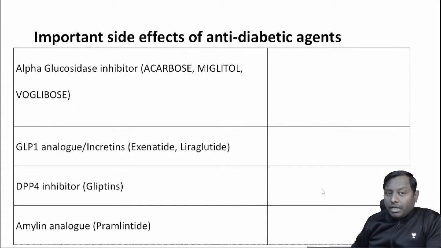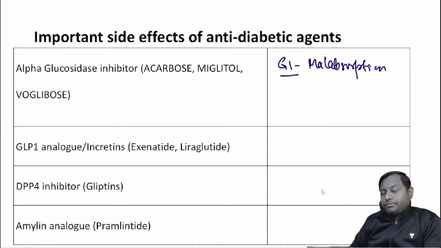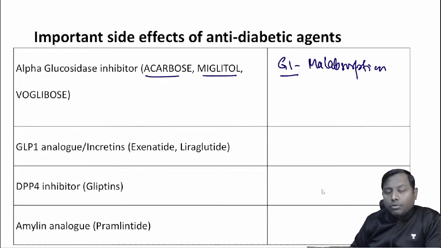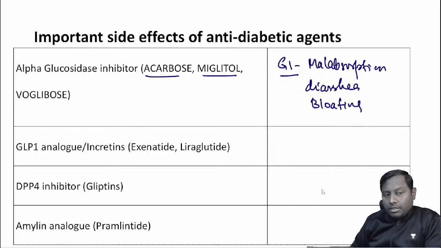Alpha glucosidase inhibitors, acarbose, are mainly associated with GI side effects like malabsorption. They are going to cause side effects like your malabsorption. Alpha glucosidase is mainly present in the intestinal lumen. Acarbose, voglibose. So you should know the name of the drug also. They can also lead to diarrhea, bloating. All of them are mainly going to be GI related side effects.